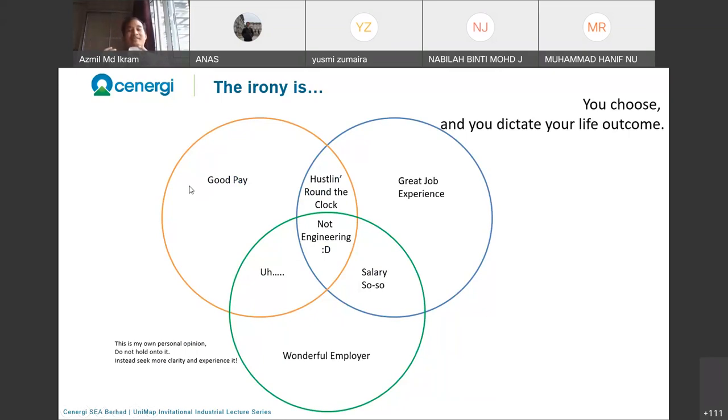This is my opinion, based on my observation and experience throughout my career, lah. Throughout my whole career, I got great job experience and a wonderful employer. My principal consultant at that time, they are good mentors. They teach me everything. Whatever I want to do, they encourage me. They push me at the same time.